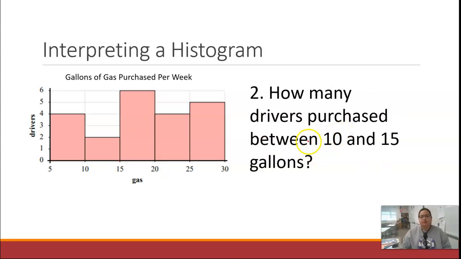How many drivers purchase between 10 and 15 gallons? So I come to my graph. 10 to 15 means I'm looking at this bar right here. And there were 2 drivers. Question 3, how many drivers purchase between 10 and 20 gallons of gas? So that is this column and this column, so I need to add those together. There's 2 and 6, so a total of 8 drivers.